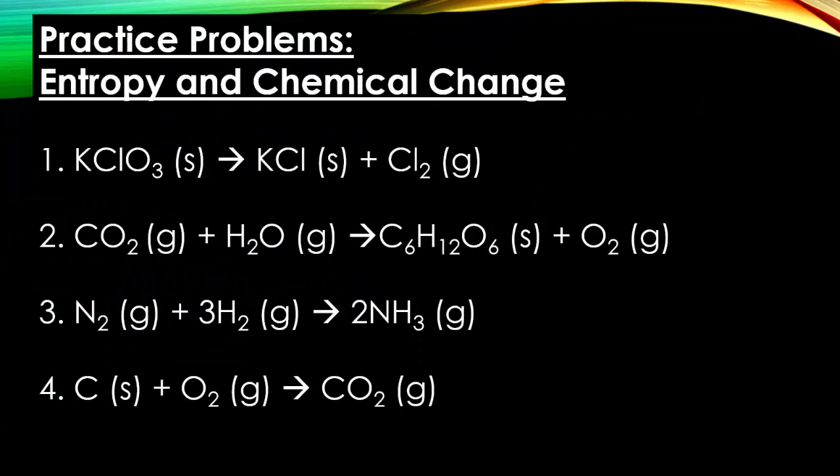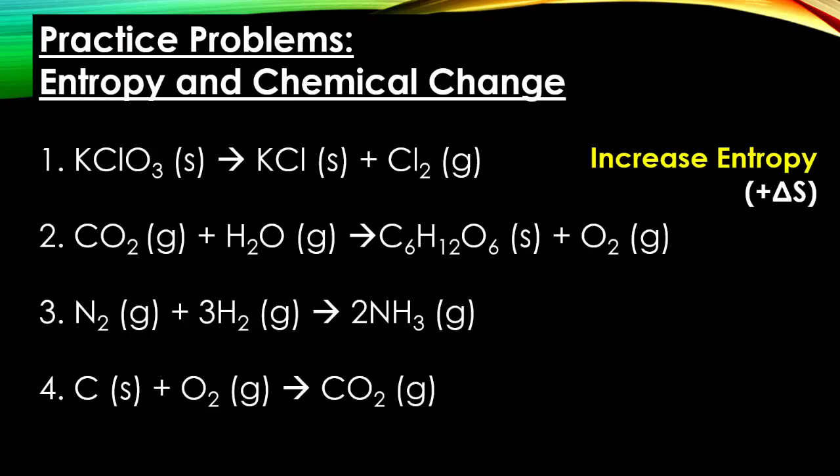Now let's try 4 more practice problems. Well, we're starting off with a solid sample of potassium chlorate, and it's decomposing to make solid potassium chloride and gaseous chlorine. This is going to be an increase in entropy because the solid reactant is forming 2 moles of product. It's also forming from a solid a gas product.